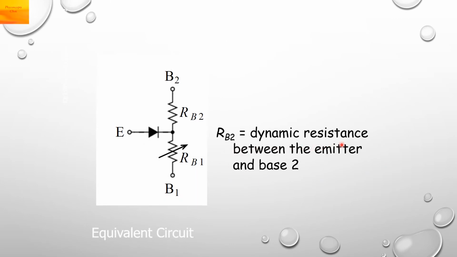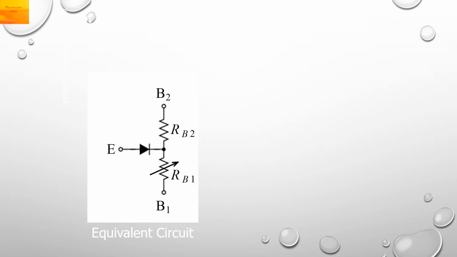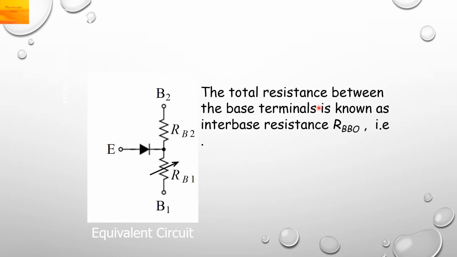RB2 is the dynamic resistance between the emitter and base 2. The total resistance between the base terminals is known as the interbase resistance RBBO. RBBO hence can be written as RB1 plus RB2.